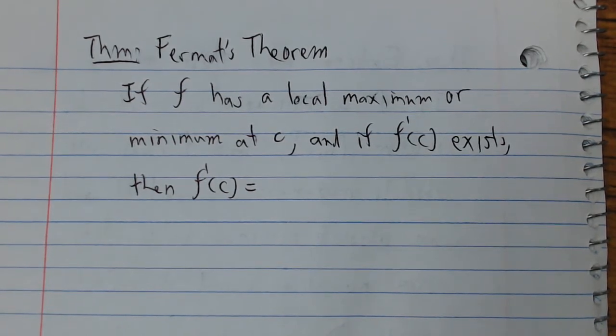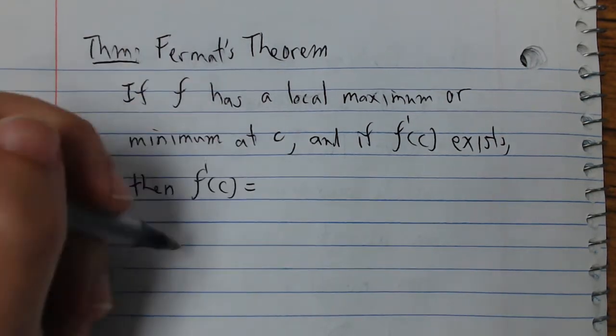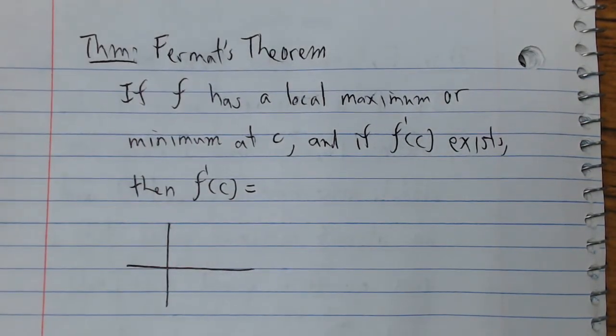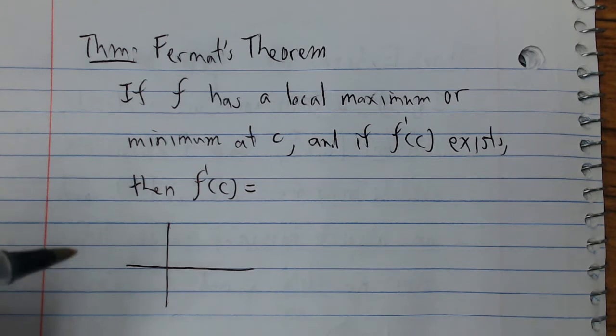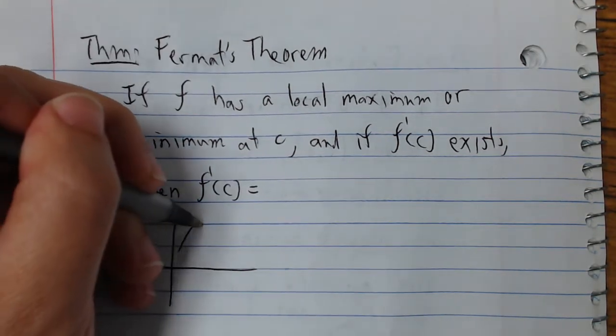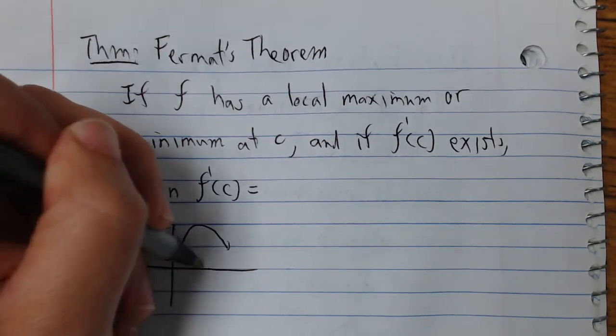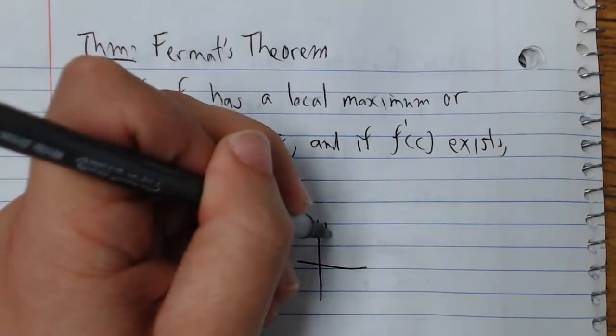Let's draw a picture here. Think of it this way. If I tell you that you have a local maximum or a minimum, we all know what local maxes or mins look like because we just talked about them earlier. Remember, it kind of has to have this hump, which is C, or if it's a minimum, it has to have a dip.